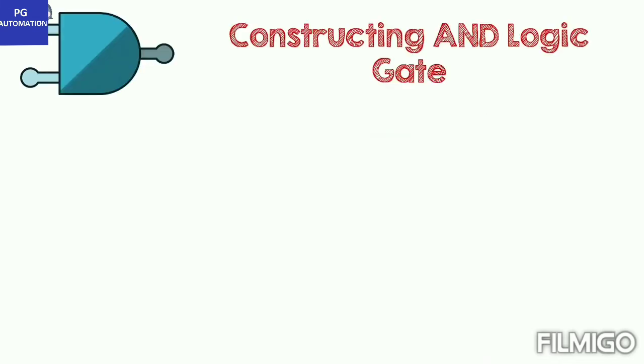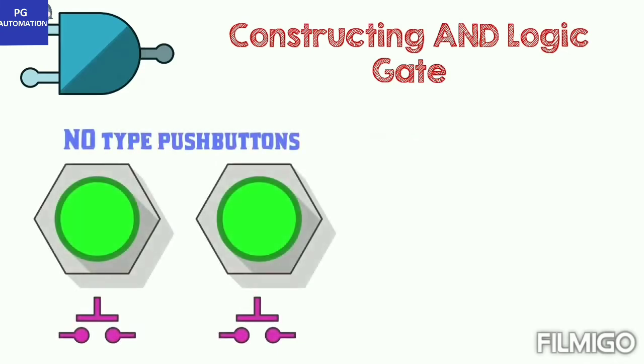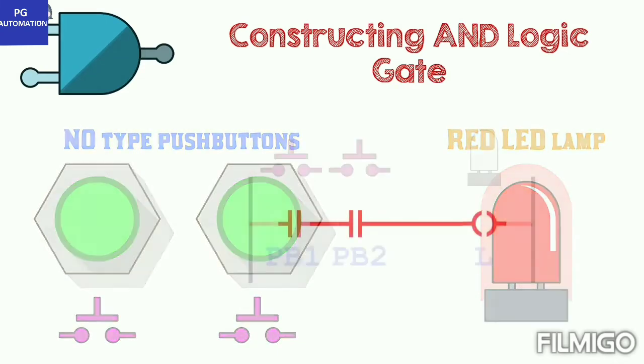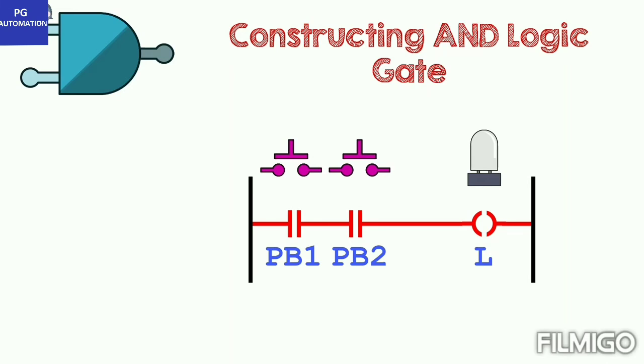Now, let us build an AND gate using 2 push buttons and a lamp. The ladder logic for AND gate is shown here. We can see that one NO contact for each push button is connected in series. An output lamp is further connected in series.